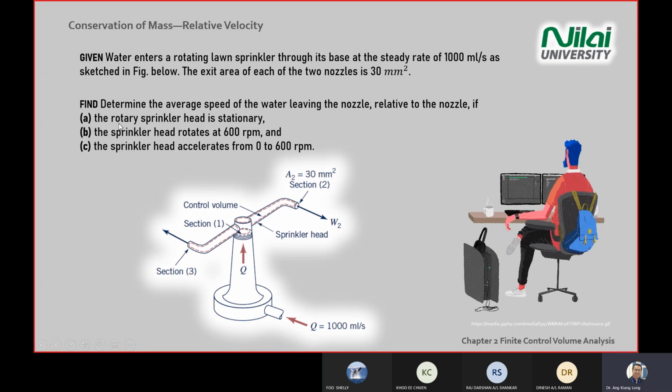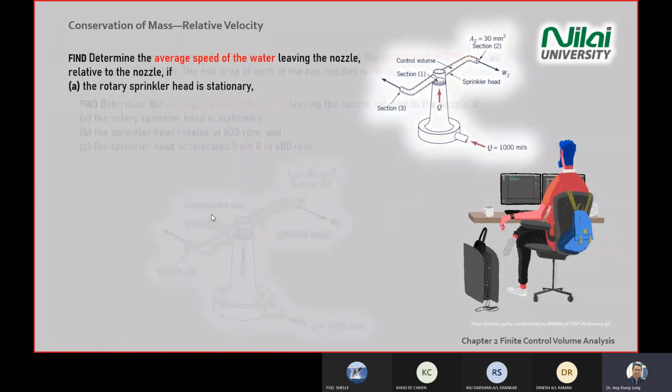First, what happens to the average speed if your sprinkler head, this L-shaped elbow, doesn't move? The whole thing doesn't move, so you only look at the water. What is the average speed of the water if this thing doesn't move?